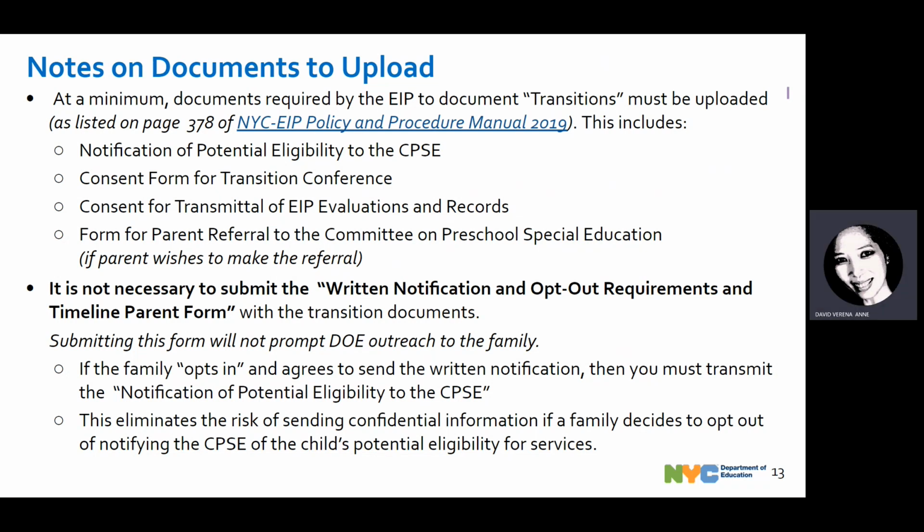Please note that it is not necessary to transmit the written notification and opt-out form. Submitting this form does not prompt the DOE staff to reach out to the family. If the family decides to opt in, then you must transmit the notification of potential eligibility to the CPSE. This eliminates the risk of sending confidential information if a family decides to opt out of notification. If you wish to proceed to sending the opt-out form, make sure the parent did not select the opt-out option.